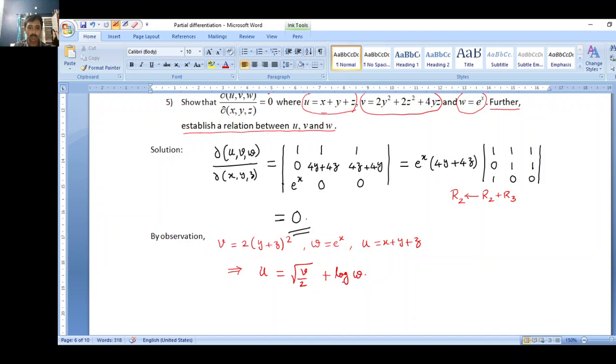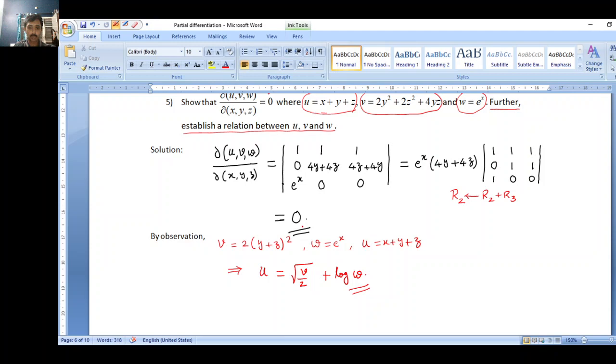So u is going to be root of v by 2 plus log w, and this is exactly what we mean by a relation between u, v and w. And this can happen only when the value of the Jacobian is 0, is what you have to understand. Okay, so remember, this is going to happen specifically when j is going to be 0.